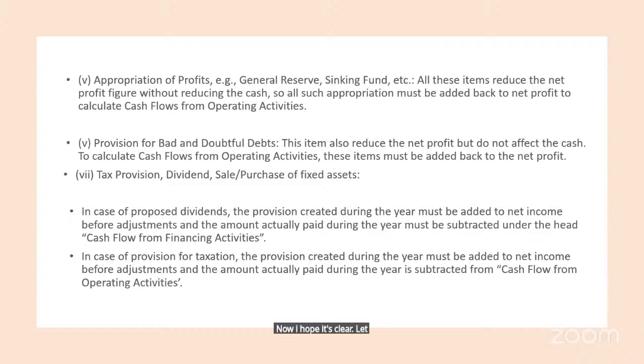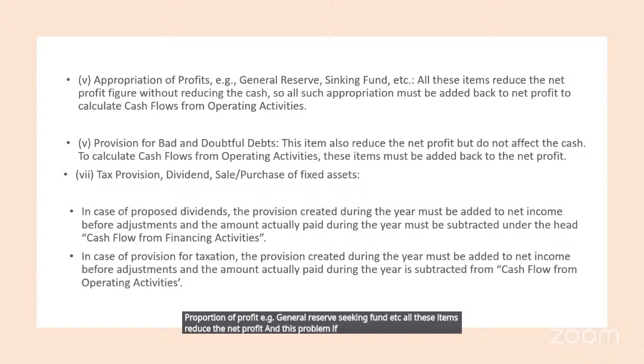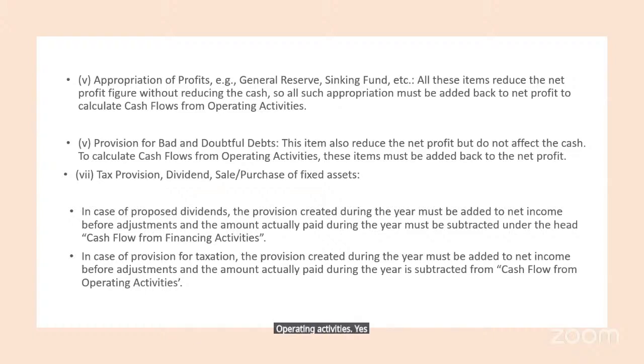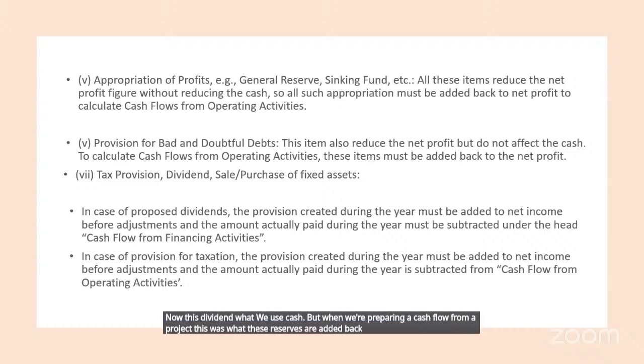Let's continue. Number 5, appropriation of profit, e.g. general reserve, sinking fund, etc. All these items reduce the net profit figure without reducing the cash. So all such appropriation must be added back to net profit to calculate cash flow from operating activities. Yes, the business or the company may declare dividends. Now, this dividend reduces cash, but when we're preparing cash flow from operating activities, these reserves are added back. These sinking funds are added back.